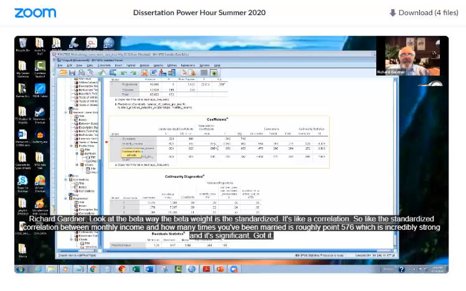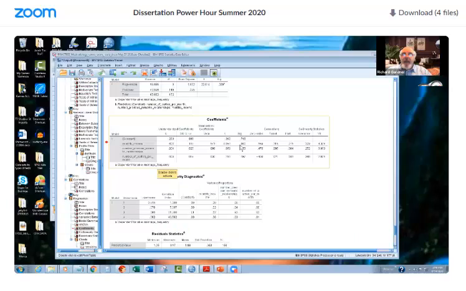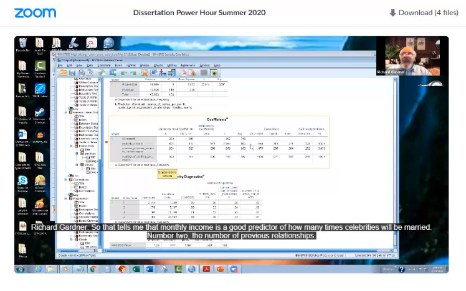So the standardized correlation between monthly income and how many times they've been married is roughly 0.576, which is incredibly strong, and it's significant. Got it? So that tells me that monthly income is a good predictor of how many times celebrities will be married.